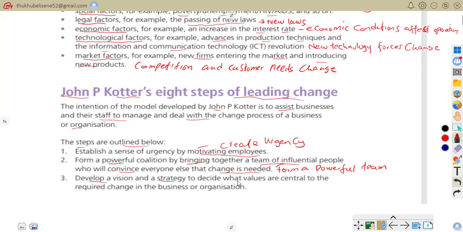Develop a vision and strategy to decide what values are central to the required change in the business or organization. So here you develop vision and strategy. You do that by making sure that you plan what the change will achieve. For example, a vision to become a digital company. That is what will be achieved by the vision. So hope you're together, guys. Let us move on.